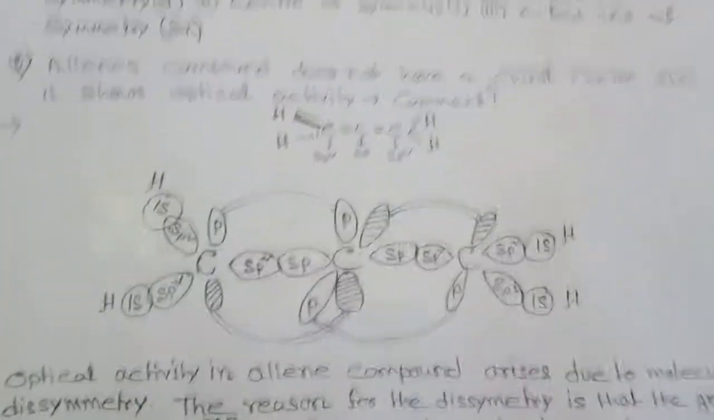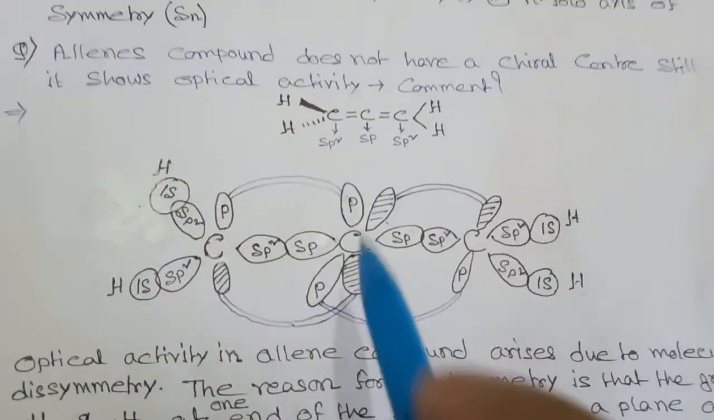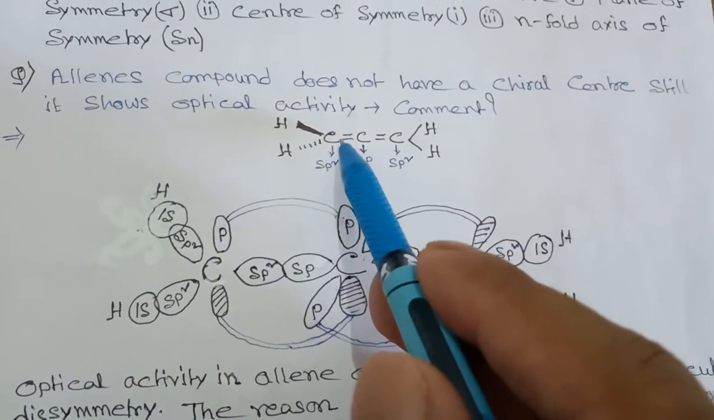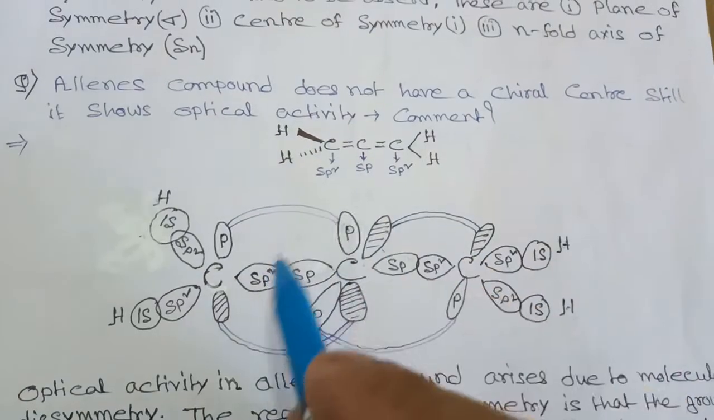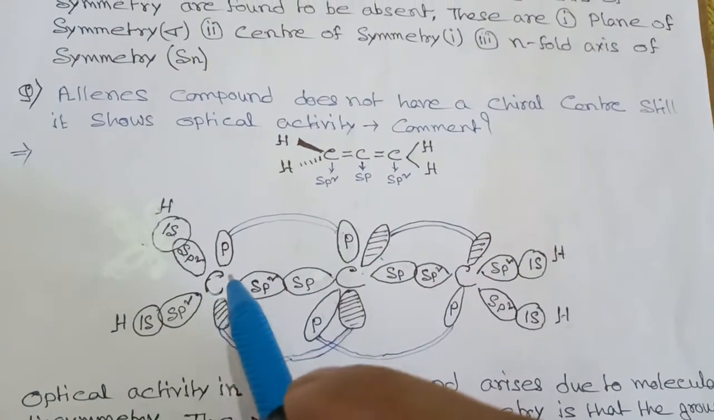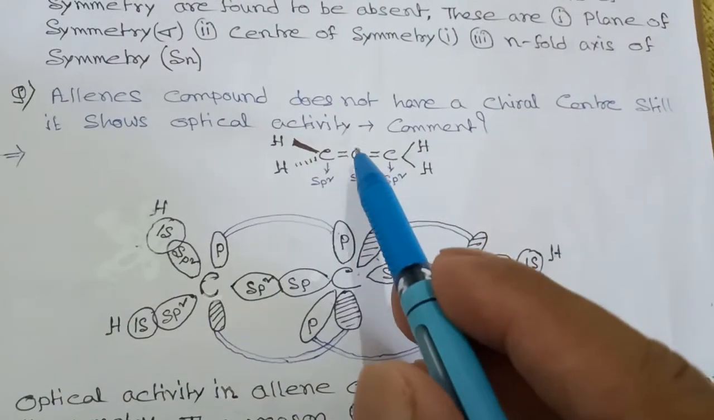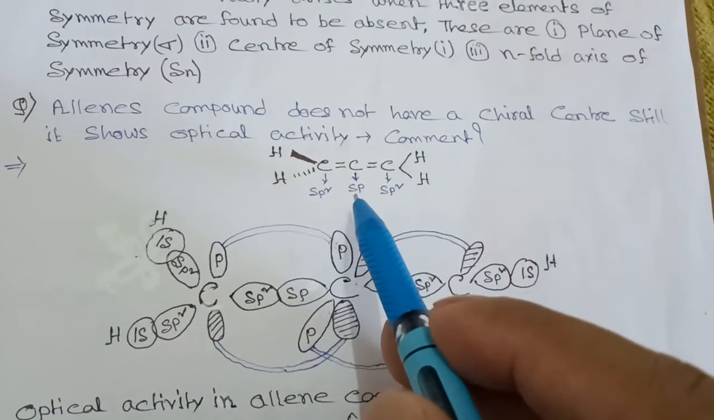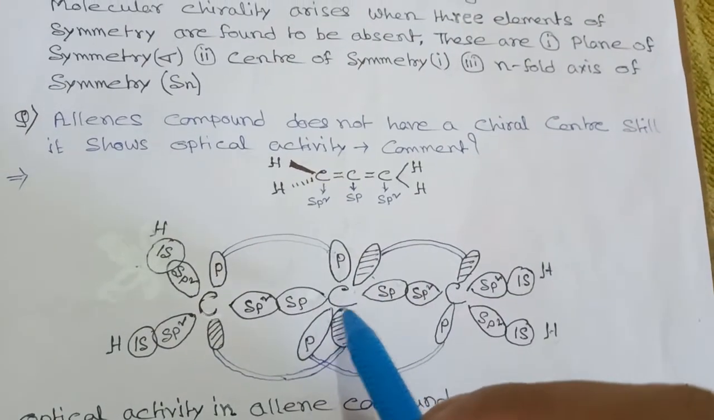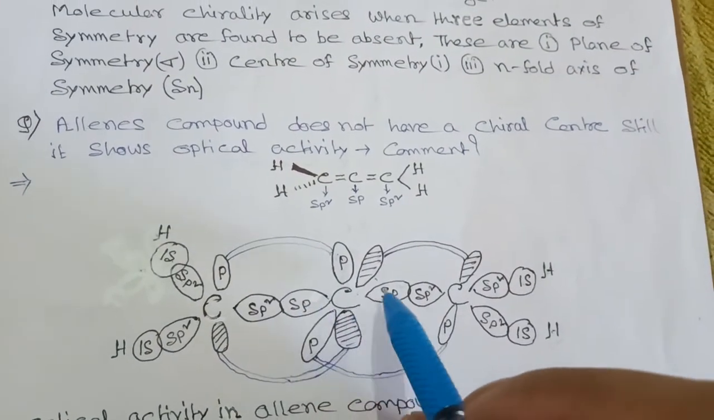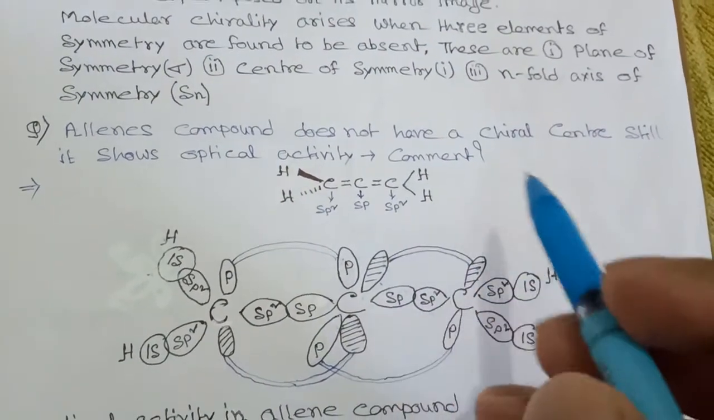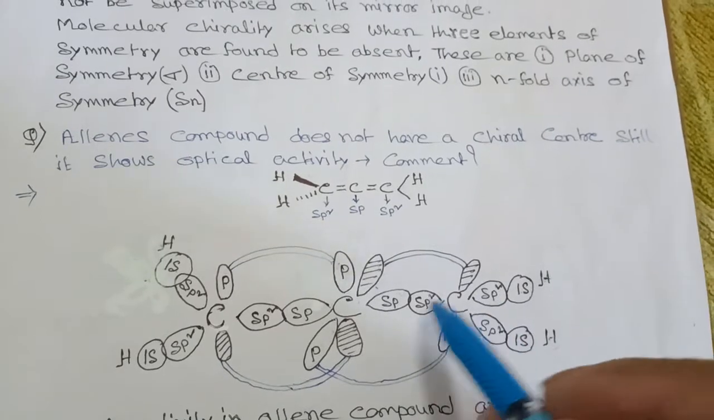Now see the orbital picture of Allene. See, this is an sp2 hybridized carbon, so there will be three sp2 hybridized orbitals for this carbon. This carbon has one sp2 hybridized orbital, another and another. This carbon is sp hybridized, so there will be 1 and 2 sp hybridized orbitals. For the central carbon, 1 sp, 1 sp, and this carbon is sp2, so there should be 3 sp2 hybridized orbitals, 1, 2 and 3.